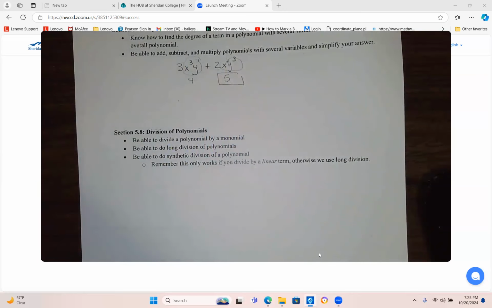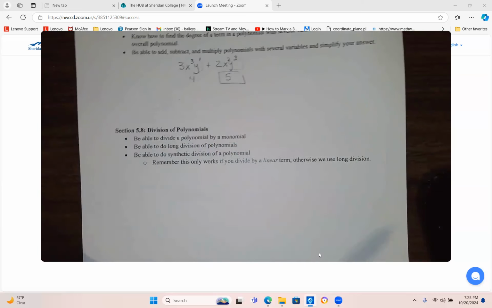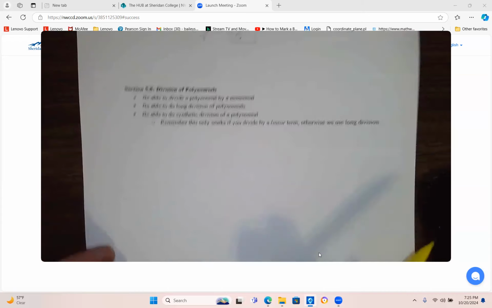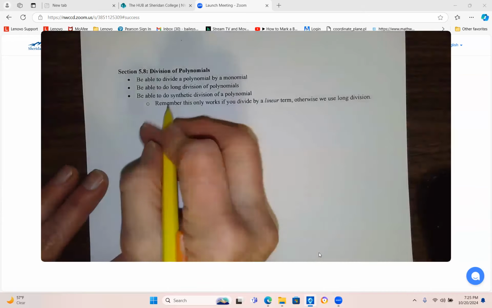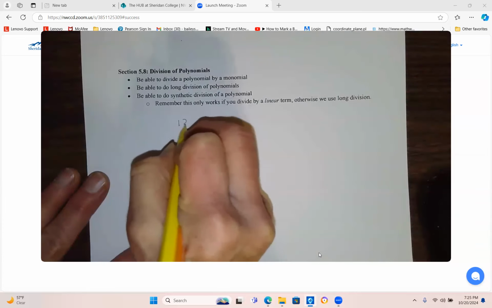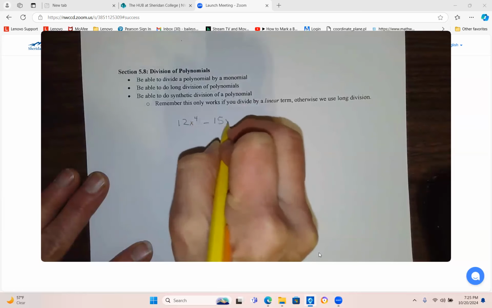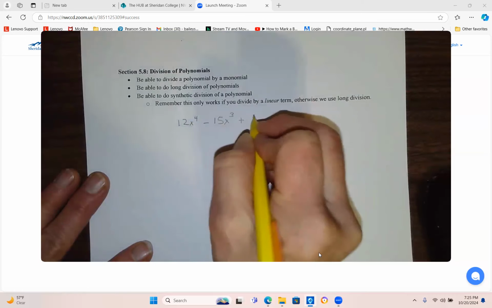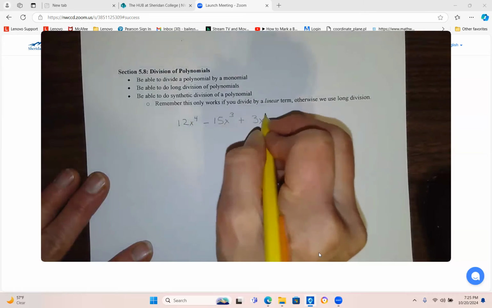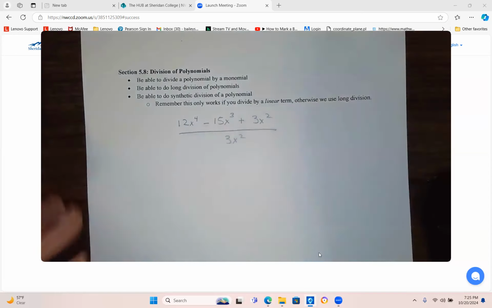Great. Oh, division of polynomials. Let's go ahead and go through this one. Maybe I'll do an example of each of these bullet points. Be able to divide a polynomial by a monomial. So an example would be 12x to the 4th minus 15x cubed plus 3x squared. And let's say I'm going to divide it by 3x squared.